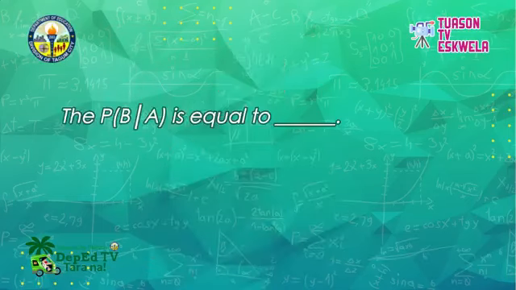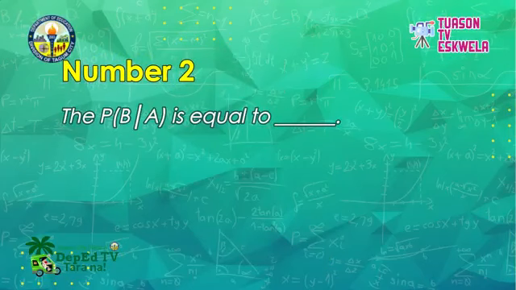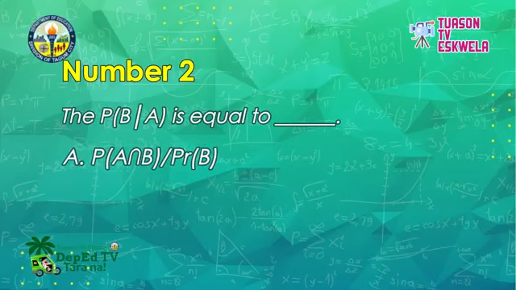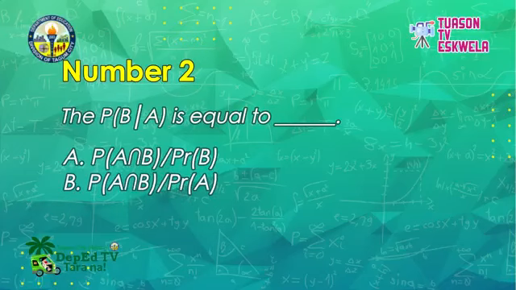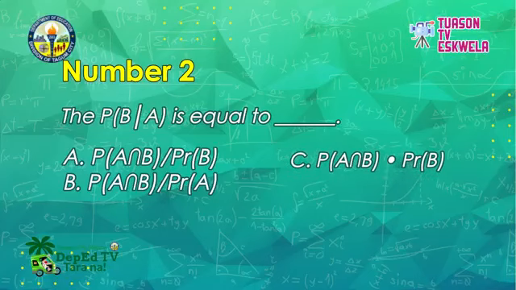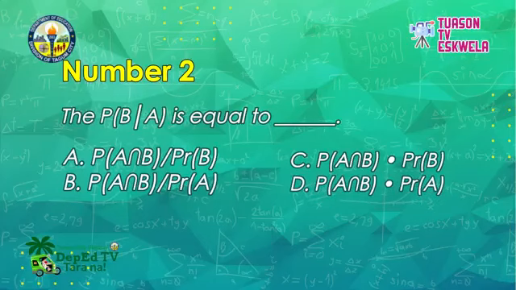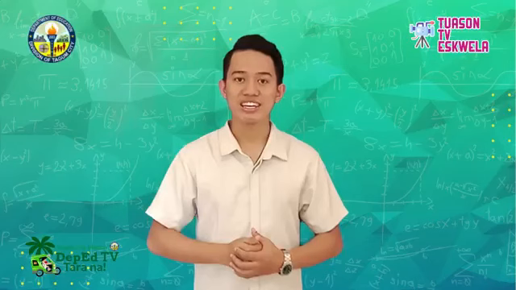For the number 2 question, the probability of B given A is equal to letter A, the probability of A intersects event B divided by the probability of event B. Letter B, the probability of event A intersects event B divided by the probability of event A. Letter C, the probability of event A intersects event B times probability of event B. And letter D, the probability of event A intersects event B times the probability of event A. Your timer starts now. Time is up. The correct answer is letter A.